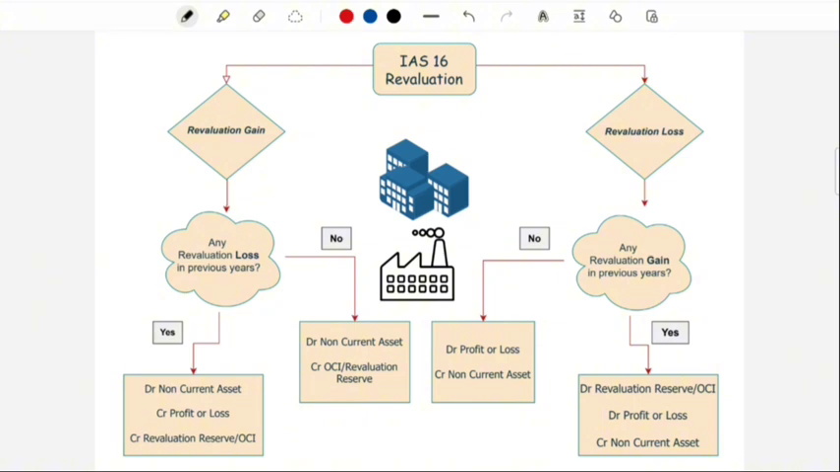In the next session, we'll be discussing the questions that are pertaining to the standard, and we'll be discussing exam standard questions. So any confusion you have will hopefully be cleared in the next session.